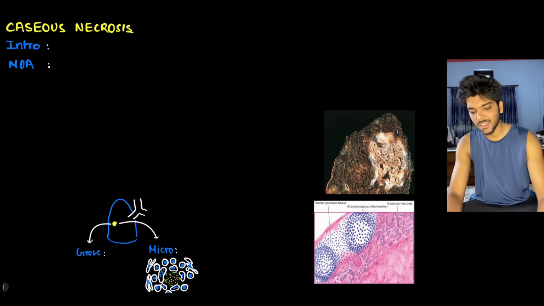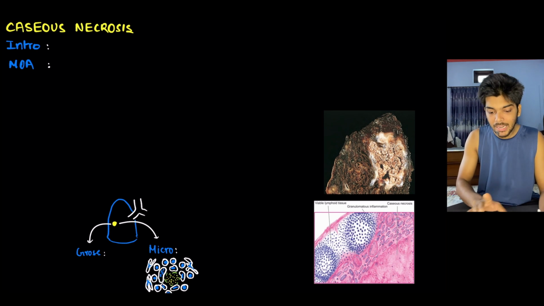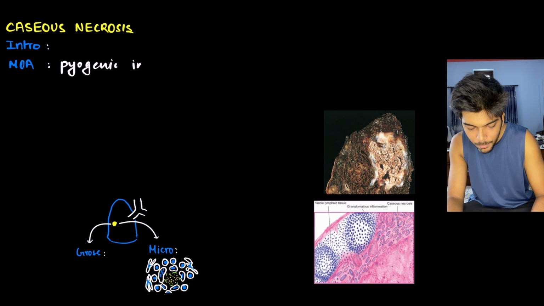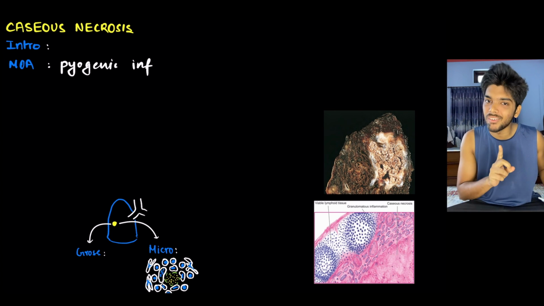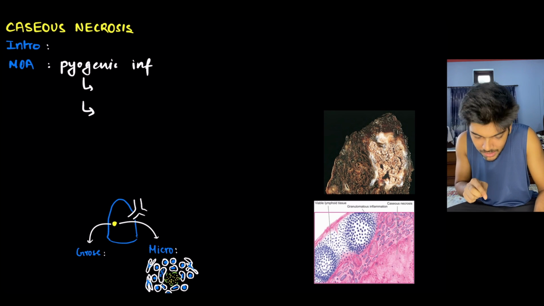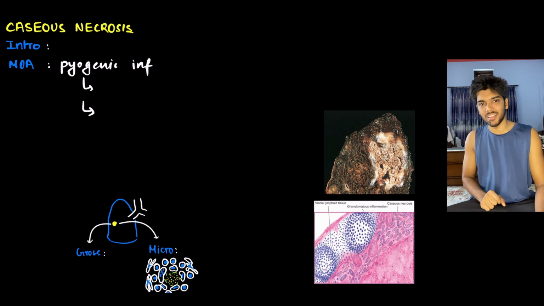Next is caseous necrosis. Introduction. Before the introduction, let me give you the mechanism of action. I said that whenever there is pyogenic infection, there is formation of pus. And pus is nothing but an area where liquefactive necrosis is going on. But not always. In case of these pyogenic infections, at the area of pus, liquefactive necrosis is not the only thing that is taking place.